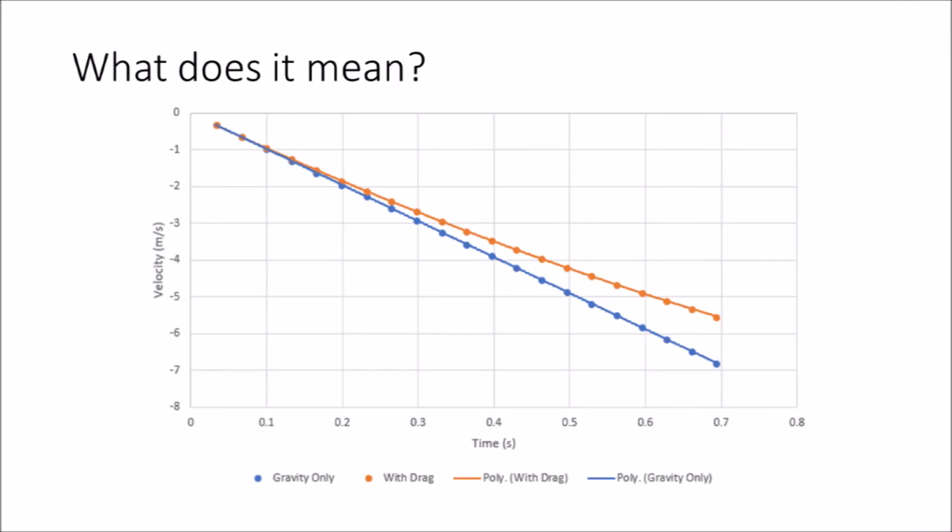Here we see a velocity versus time graph of the two computational models. Because the line for the gravity-only model is nearly linear, this means that the acceleration, which this graph represents, is nearly constant and therefore approaching terminal velocity. The graph for the with drag model curves at the end, so it does not predict a terminal velocity.